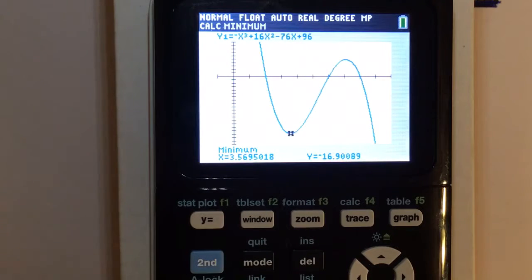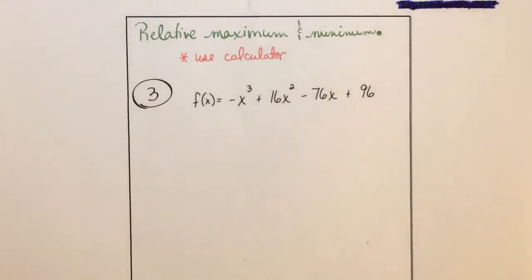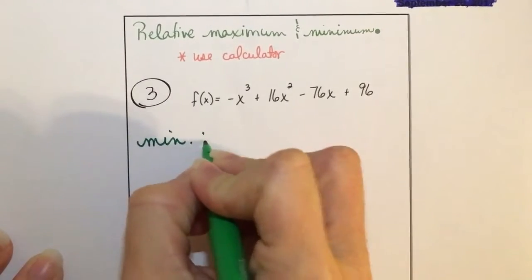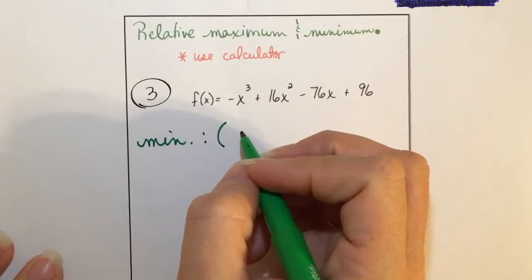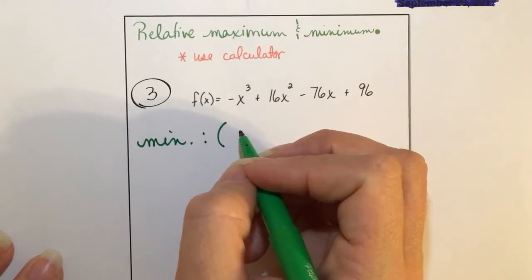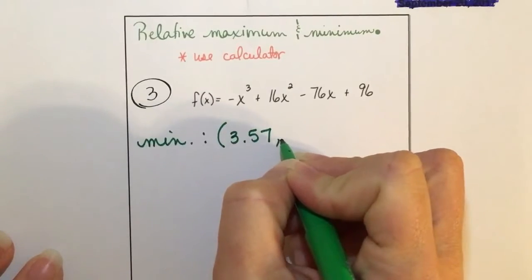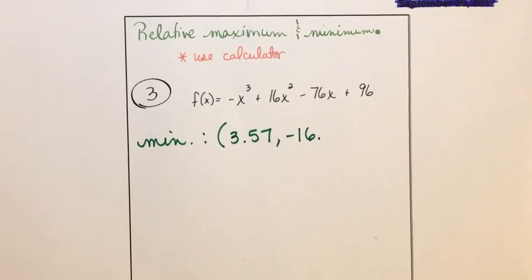Okay, now we're just going to have to round off our answers here. So let me scoot my calculator over here so we can write down the answer that we just found. So this minimum, and I'm just going to round to 2 decimal places. My x value would be 3.57. And my y value would be -16.90.